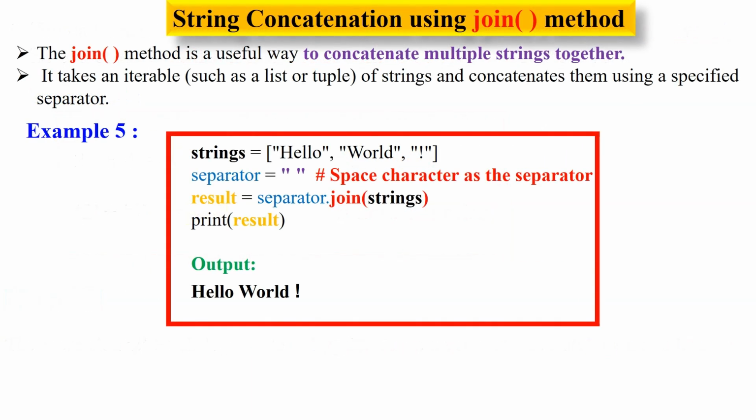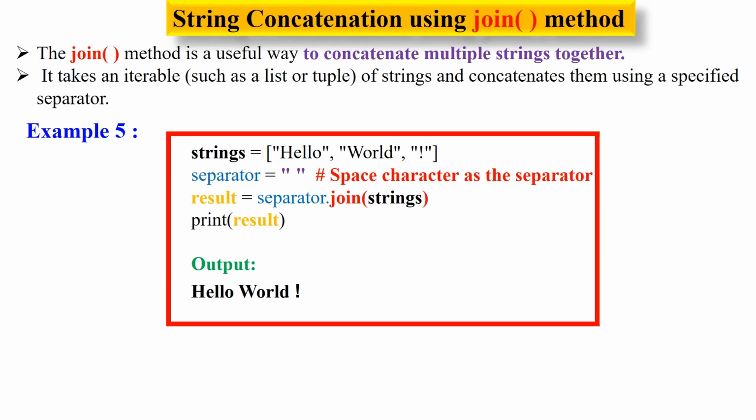Let's learn about string concatenation using the join method. The join method is a useful way to concatenate multiple strings together. It takes an iterable, such as a list or tuple, of strings and concatenates them using a specified separator. Here's an example of using the join method for string concatenation.